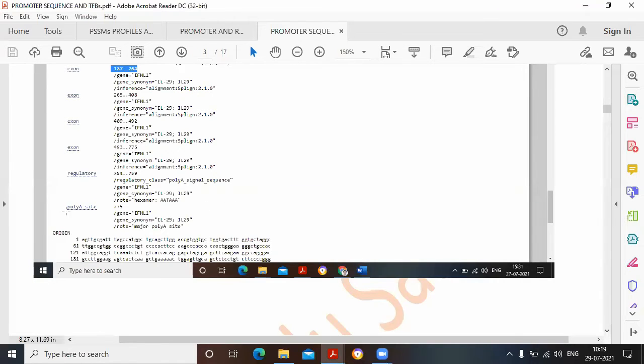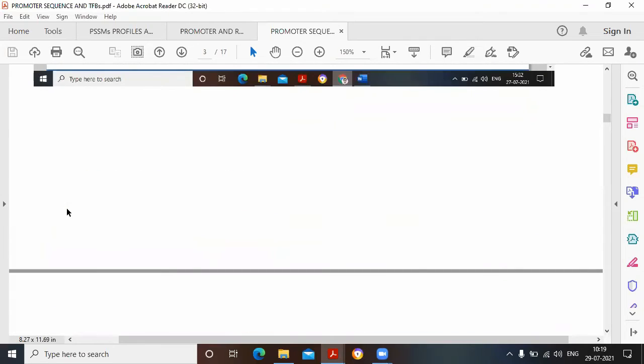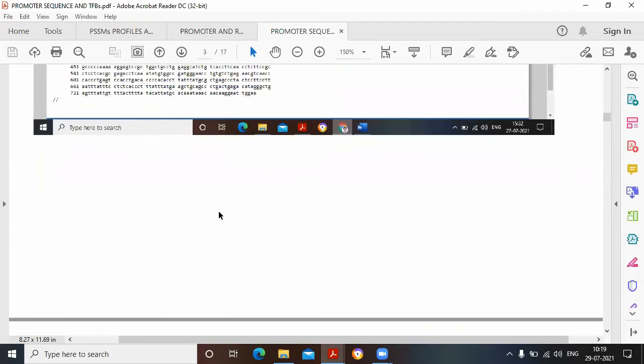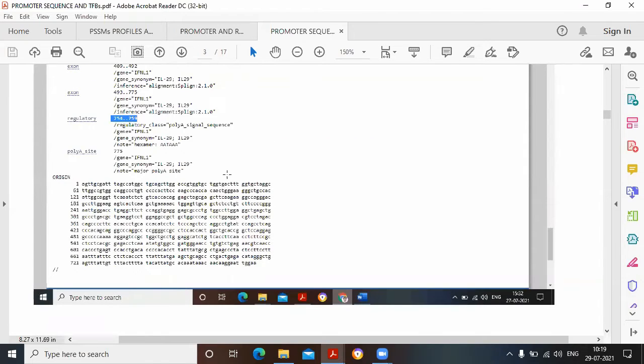Okay, so all those things you can look at after opening that particular server or software. And you can even see some regulatory elements, exactly where they are present, the poly A site, exactly which position it is present. So everything will be mentioned in the GenBank format. Okay, so I have taken IFNL1, and for analysis purposes you now require the FASTA format of this particular mRNA sequence. So you just click on the FASTA.